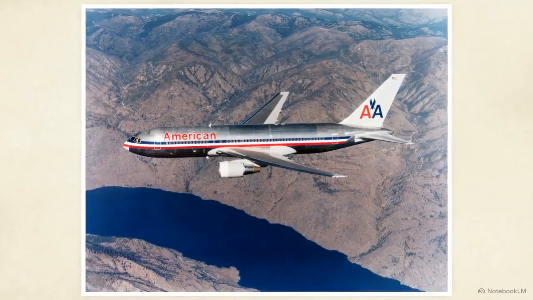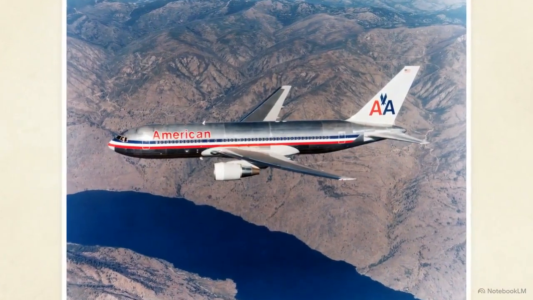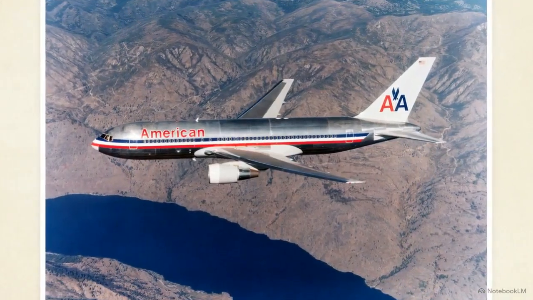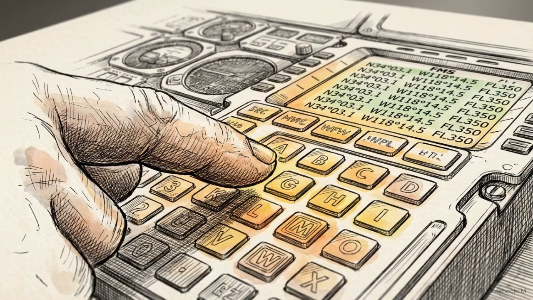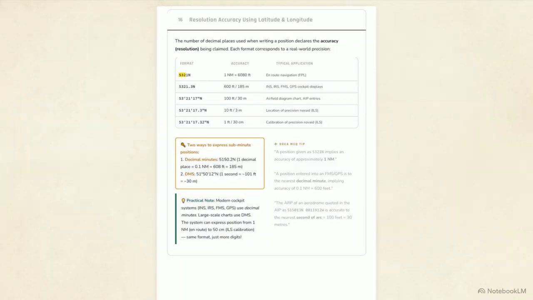To fly a route, pilots must translate these abstract angular measurements into physical distance over the ground. This conversion relies on one mathematical constant. Exactly 1 minute of arc measured exclusively along a meridian is equal to exactly 1 nautical mile. When entering coordinates into a navigation computer, the format of the numbers tells the system exactly what level of accuracy you are claiming. In this resolution table, the format 5321N uses whole minutes, specifying a 1 nautical mile accuracy.